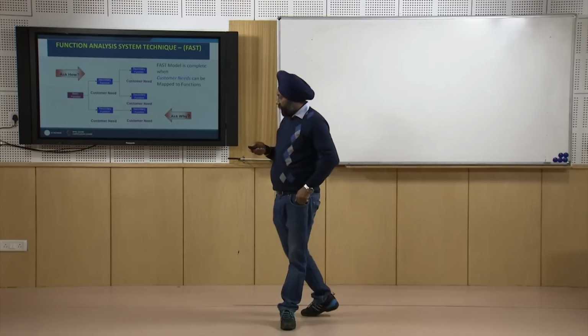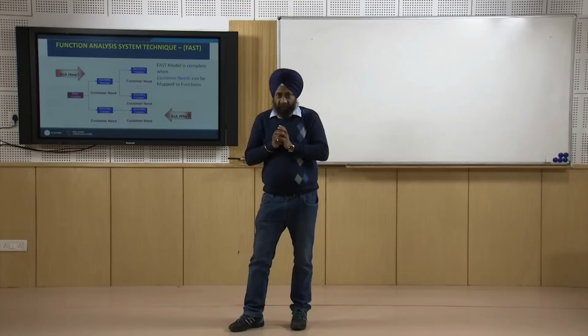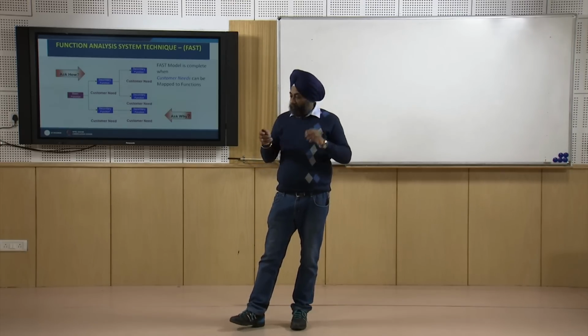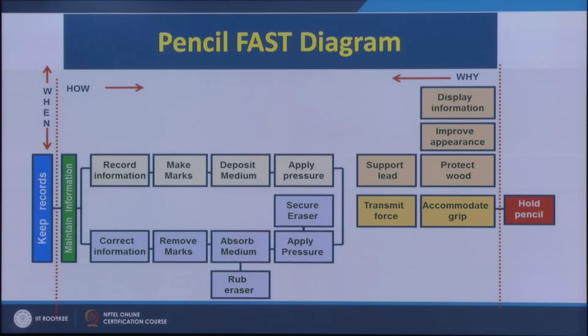Now let us try to understand. I can understand that it is not that easy to comprehend until you see a particular example. So we have taken 2 examples to clarify this. Here you can see this is a pencil FAST diagram, or you can say a FAST diagram for a wooden pencil. There are how type of questions, why type of questions, and then this is one function and this is another function. This can be a higher order function, this can be a lower order function.